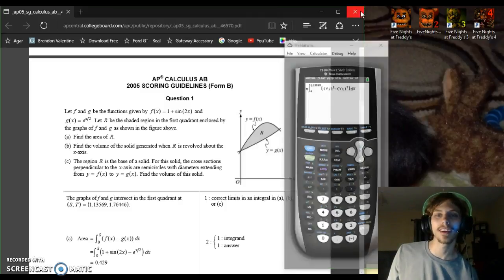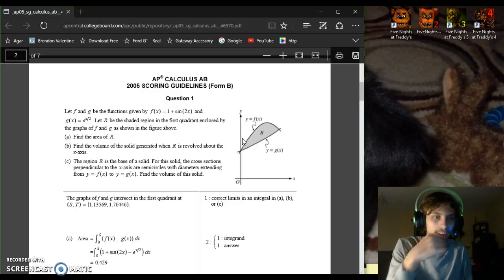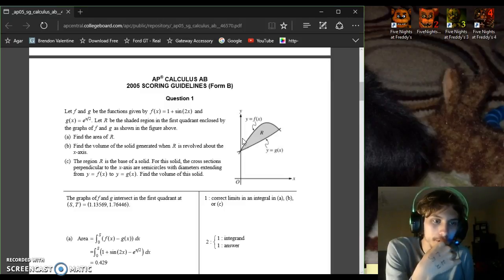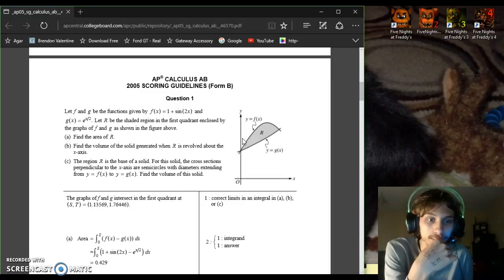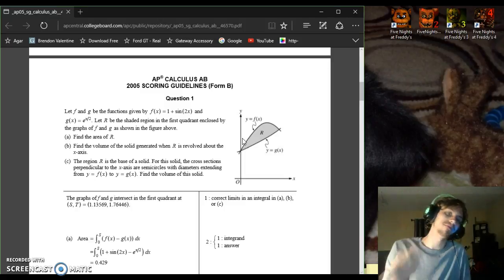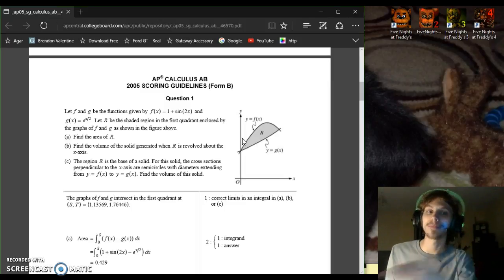Okay. So let's see. The region R is the base of a solid. For each solid, the cross sections perpendicular to the x-axis are semicircles with diameters extending from y equals f of x to y equals g of x. Find the volume of the solid. This may sound as complicated as heck. It really isn't. Even though it's part C, it's still easy.